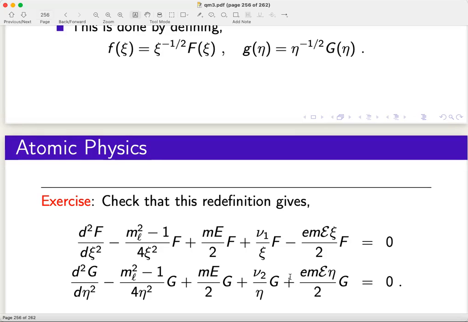So when the electric field was zero, these equations were identical. But when the electric field is non-zero, then these equations have a different behavior. We will use that fact.